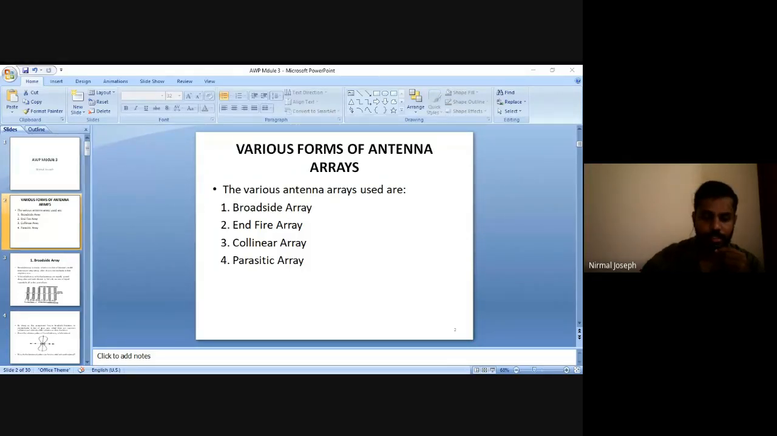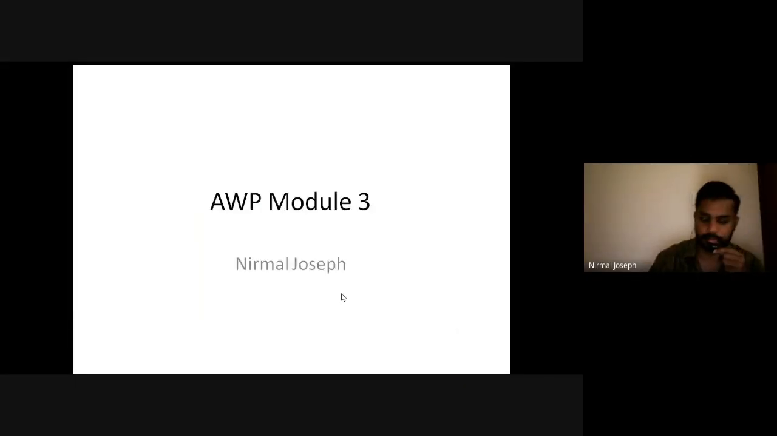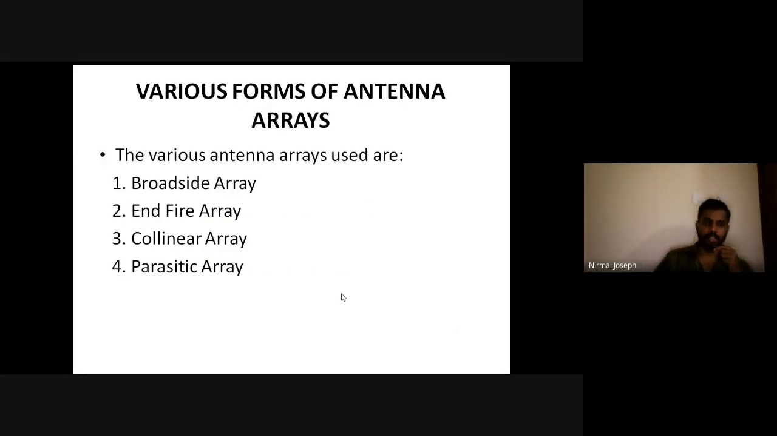First we will start with various forms of antenna arrays. The various antenna arrays used are broadside array, end-fire array, collinear array, and parasitic array. The broadside and end-fire arrays I have already taken in the contact classes. Then collinear and parasitic arrays, these two were left as assignments for you. I think you might have already written them in your notebooks. Keep it ready with you. I may ask at any time.